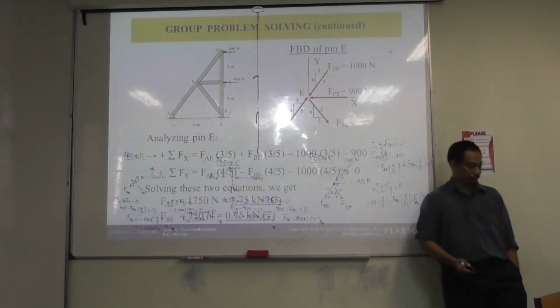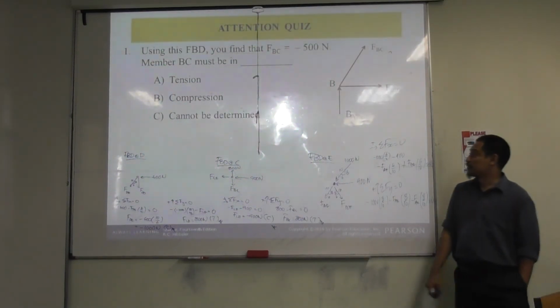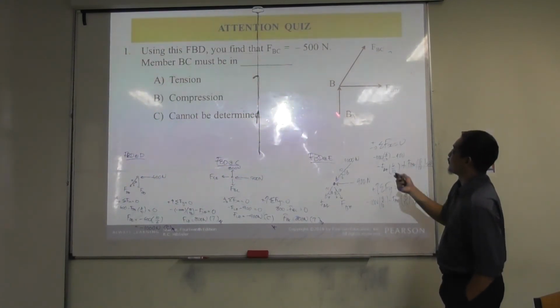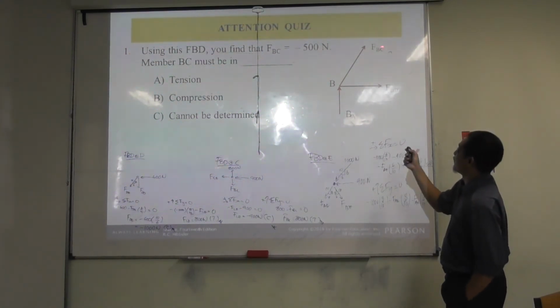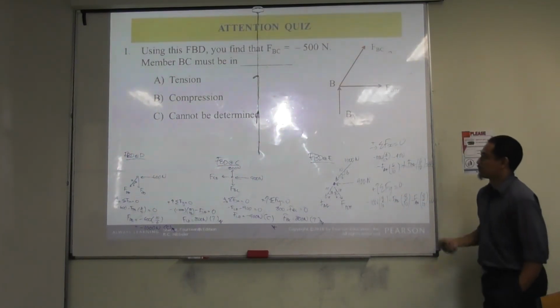Okay, this is just a quiz to see whether you are paying attention. So if this is the free body diagram and you solve FPC, you get minus 500. So is it tension, compression, or cannot be determined? Compression.